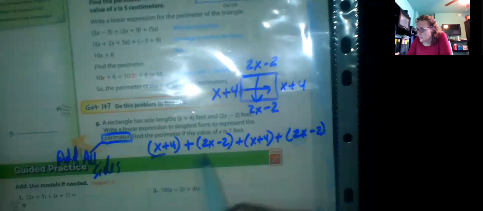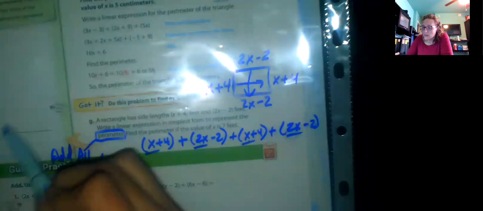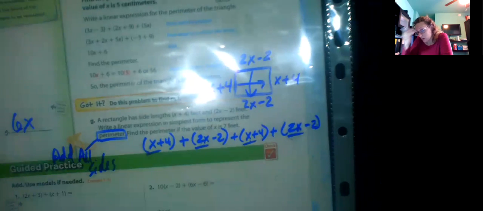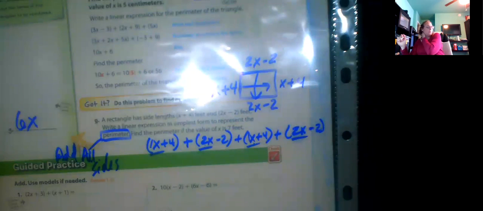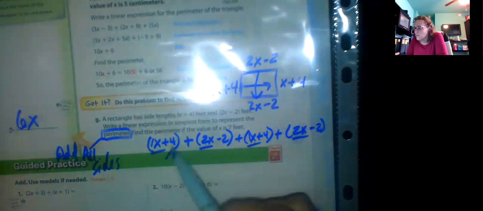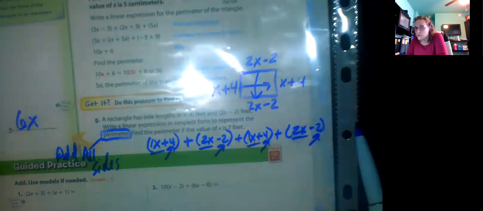Okay, now we have to simplify that. Well, I have an x, I got a 2x, I got an x, I got a 2x. So 1, 2, 3, 4, 5, 6. So a total of 6 x's. Remember, these x's have a 1 in front of it. So don't forget to add those, okay? So we have a +4, a -2, a +4, and a -2.